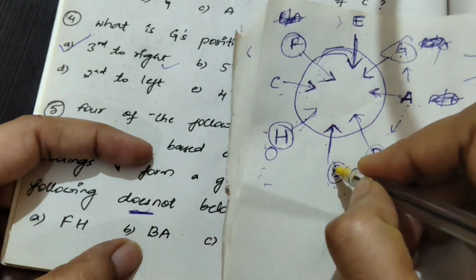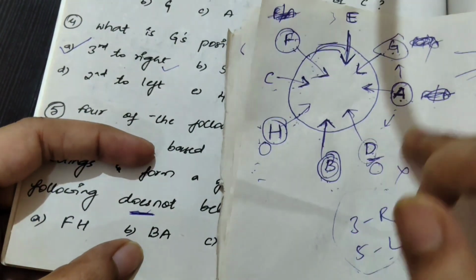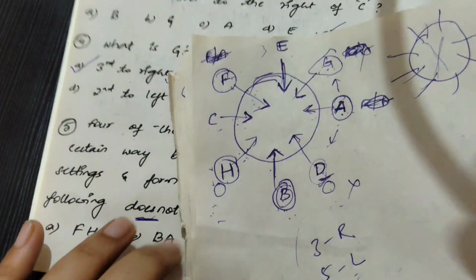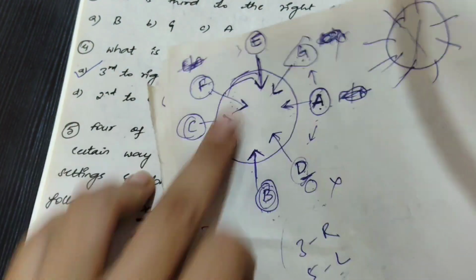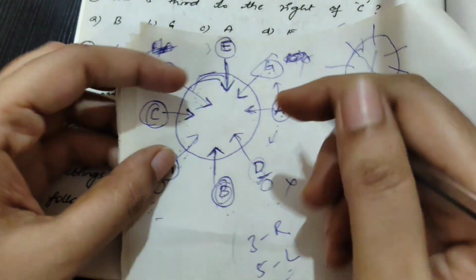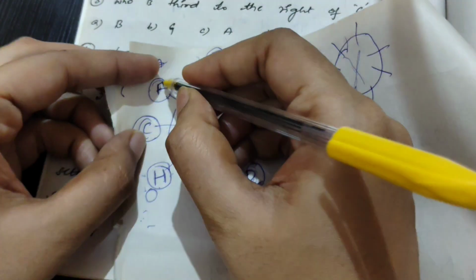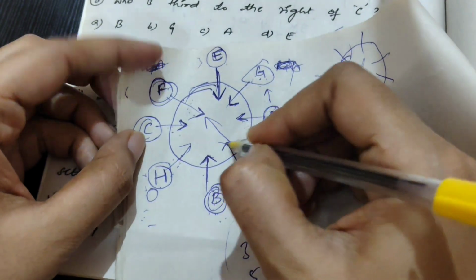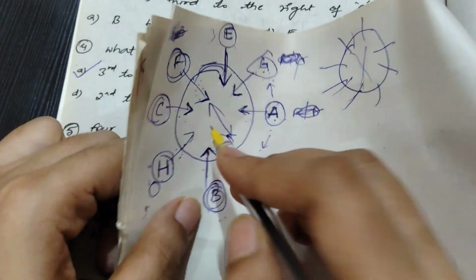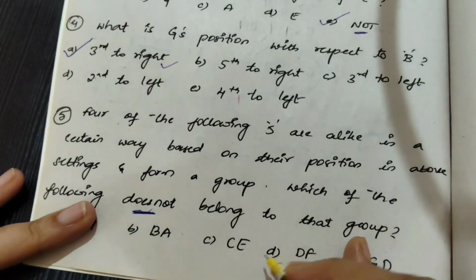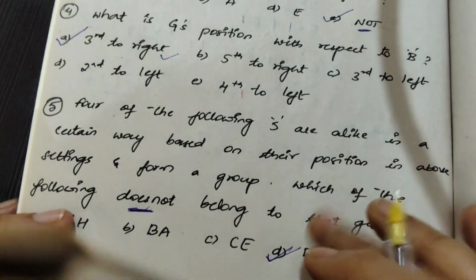Next B and A, these two are also alternate. C and E, C and E alternate. Next D and F. See D and F are sitting opposite to each other. They are not sitting alternately, but they are sitting opposite. So you need not check the fifth option. The fourth is the correct answer.